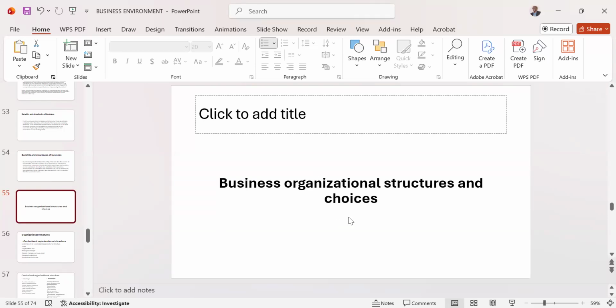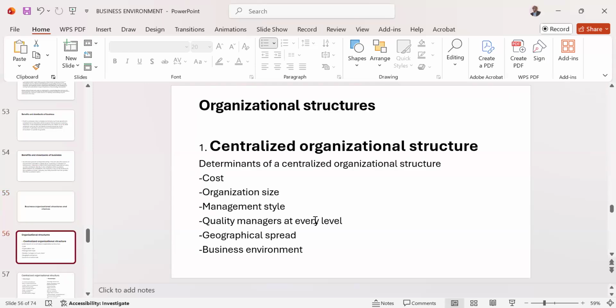So now, business organizational structures and choices. We've talked about different types of businesses we have. I've been able to categorize them according to occupation and then see what happens. Now, what are the structures that we have? Business structures.